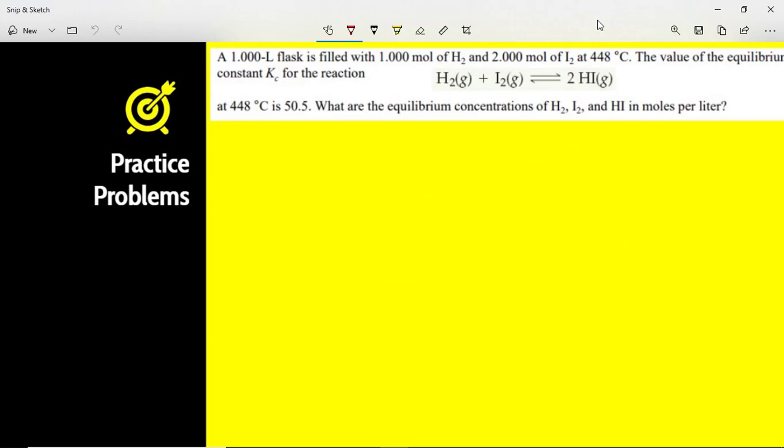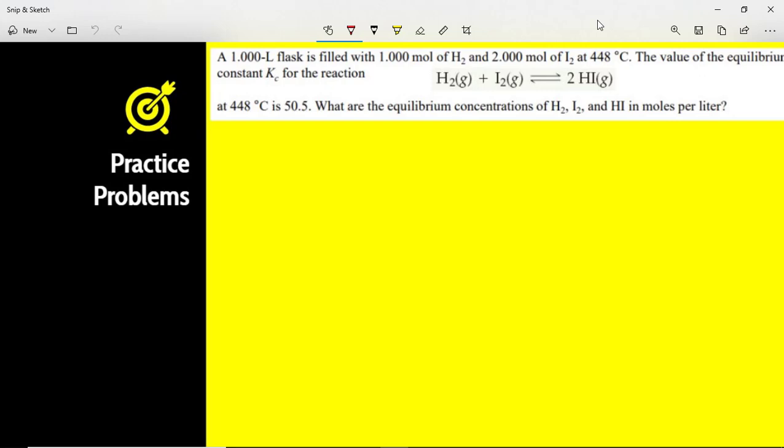A 1 liter flask is filled with 1 mole of H2 and 2 moles of I2 at 448 degrees Celsius. The value of the equilibrium constant, Kc, at 448 degrees Celsius is 50.5. What are the equilibrium concentrations of H2, I2, and HI in moles per liter?